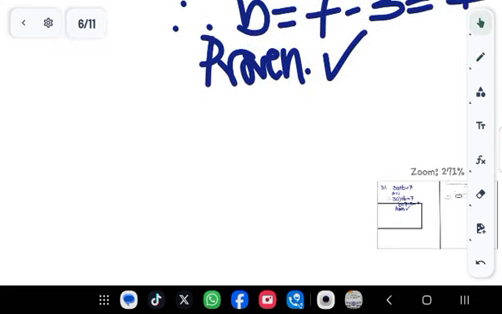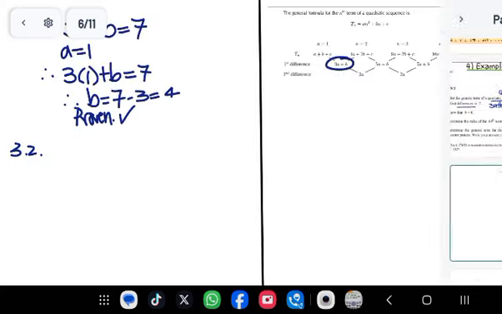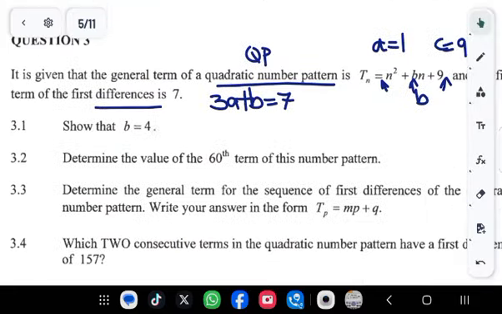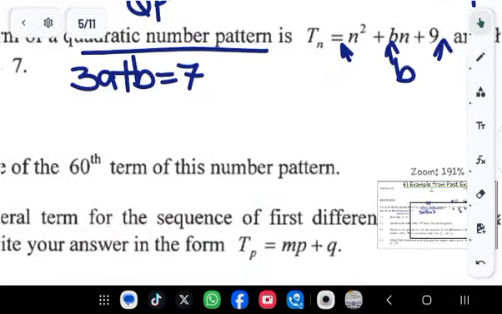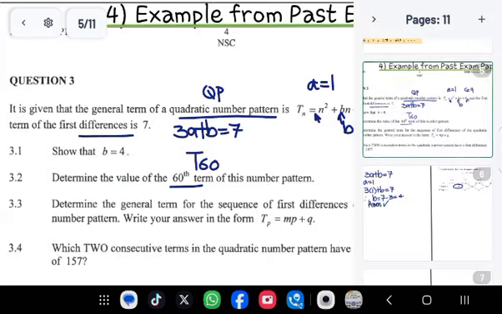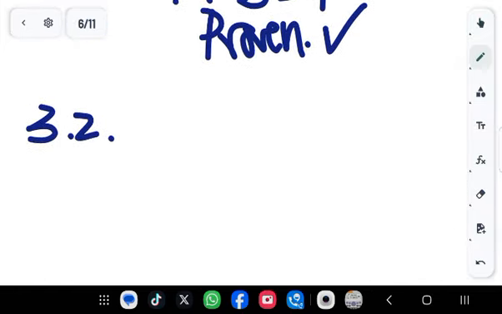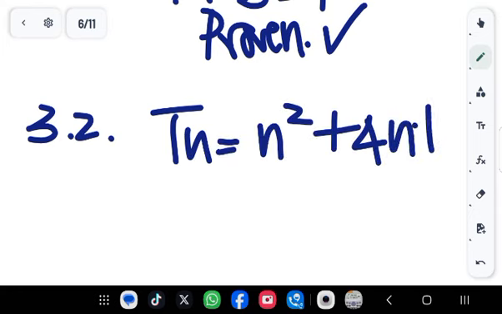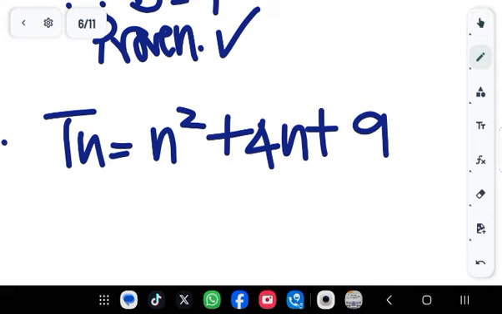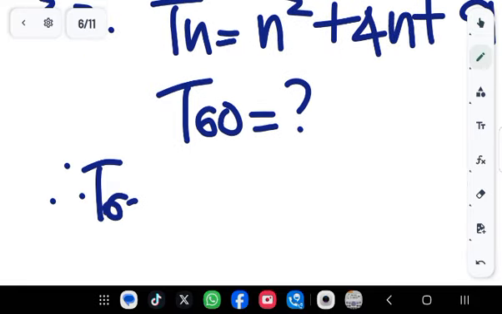3.2. The next question, 3.2, says determine the value of the 60th term of the pattern. So we're looking for T60. Remember, the general term is n squared plus 4n plus 9, because b equals 4. And we're looking for term number 60. Now that is very easy to figure out.